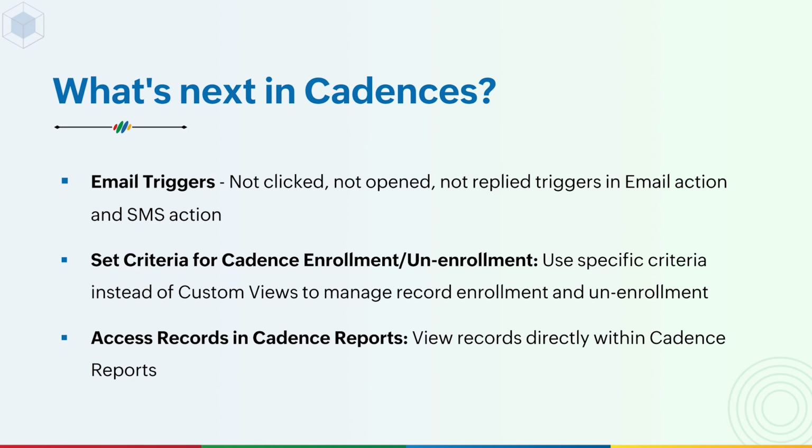Targeted enrollment lets you enroll records based on specific criteria, for example, record type, custom fields, time, etc. Also, you can unenroll records based on activity status or custom field values. By using criteria-based enrollment and unenrollment, you can create more targeted and efficient cadences.